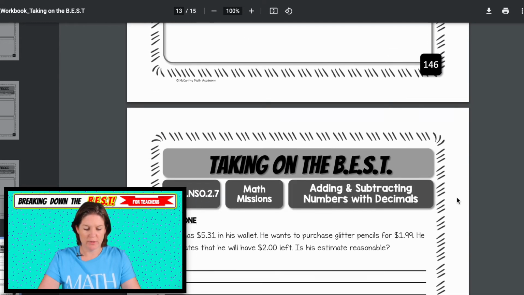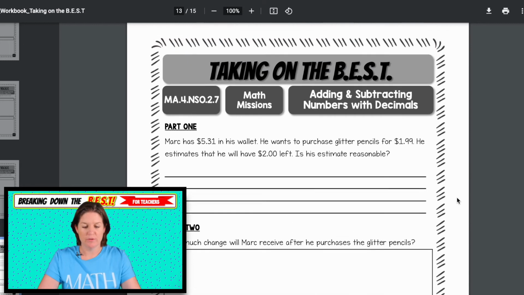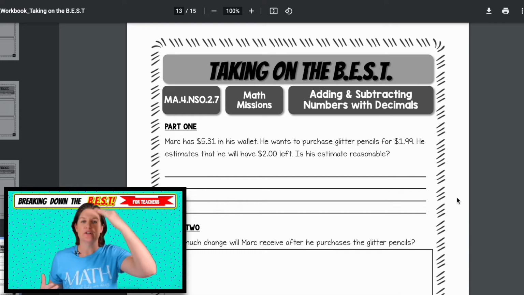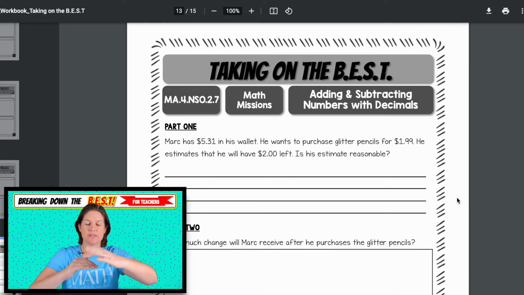And eventually we'll get to the math mission. So the whole point of the video lessons is to deconstruct that standard and say, okay, here's how we do this skill, here's how we do this skill, here's how we do this skill. But really, we want to make sure that by the end of it, they can take on that entire standard. And that's the importance of this math mission.